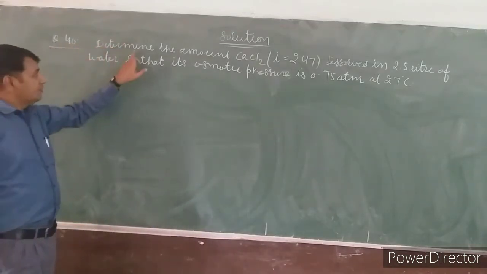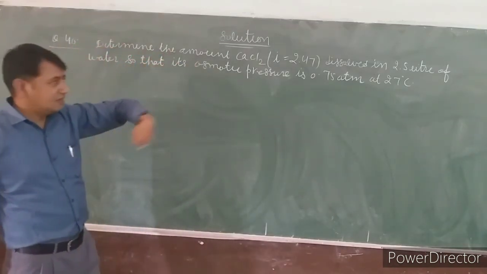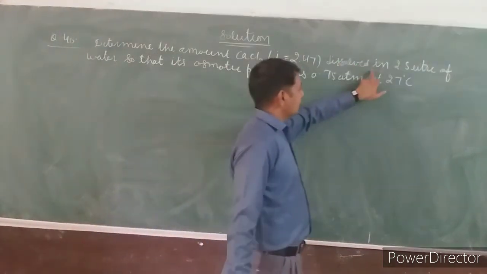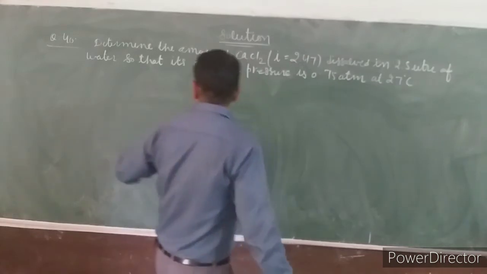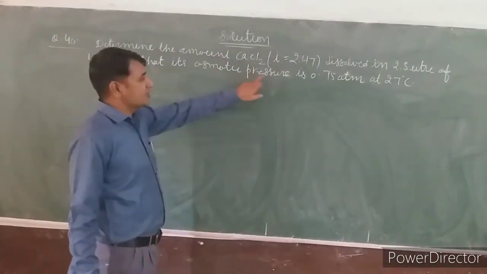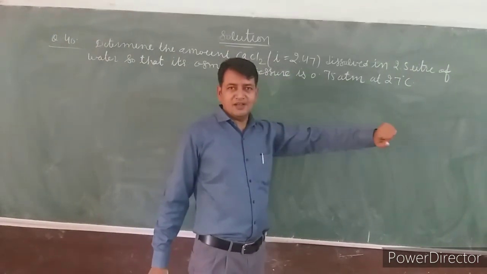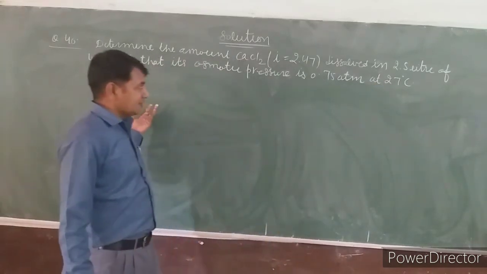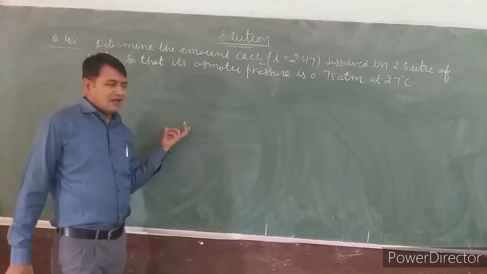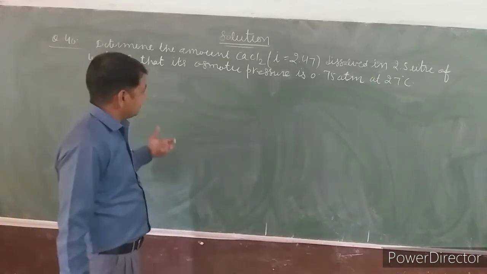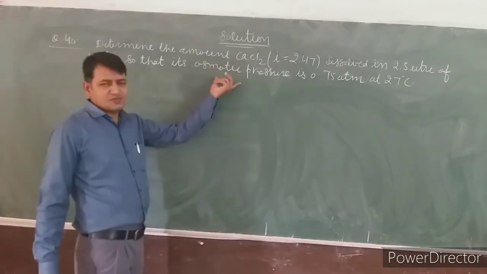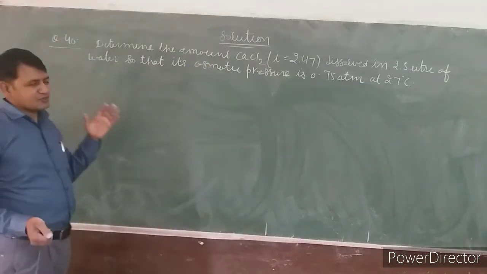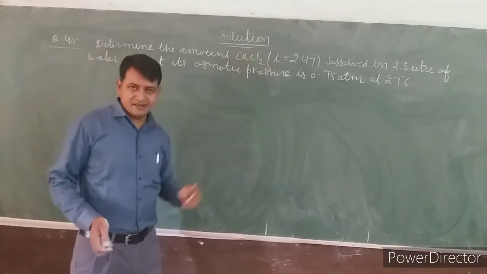Again repeat, determine the amount of calcium chloride. For this, Vant Hoff factor is 2.47, dissolved in 2.5 liter of water, so that its osmotic pressure is 0.75 atmosphere at 27 degrees Celsius. Clear cut, i has been given, and the colligative property which has been mentioned in this problem is osmotic pressure. So it is clear that we have to use the formula of osmotic pressure by using i there.